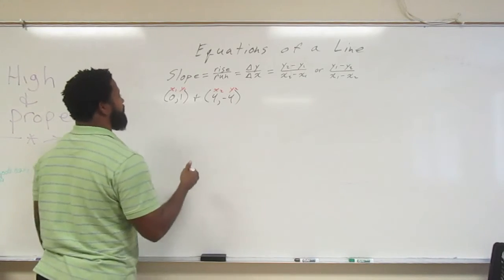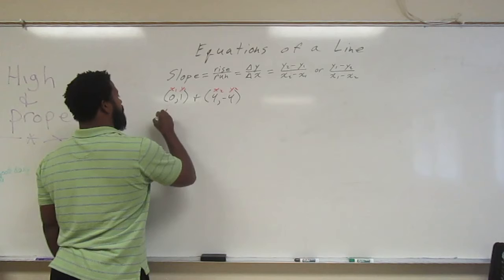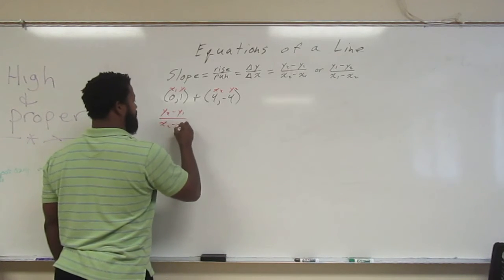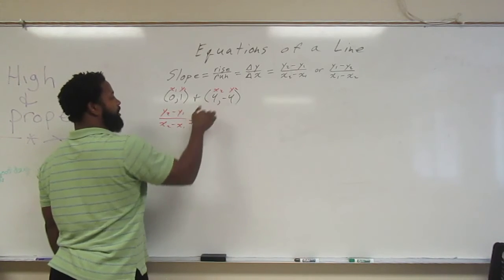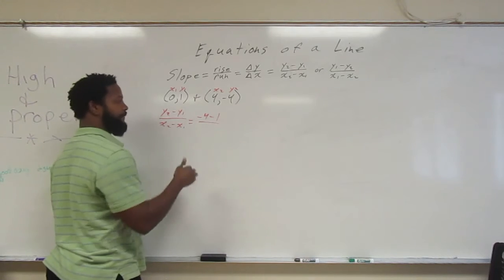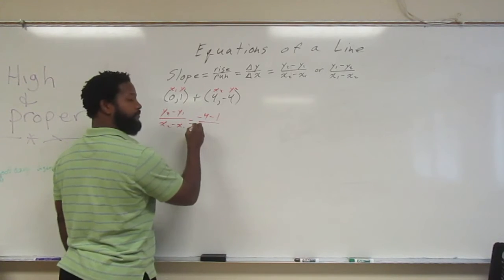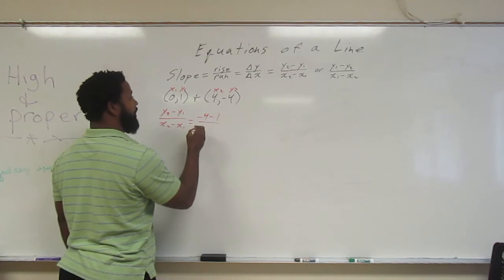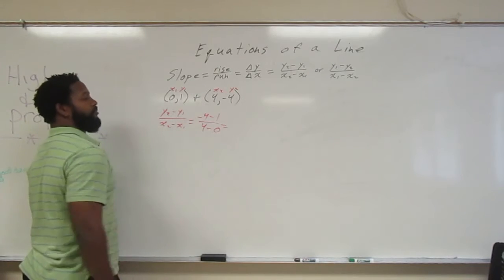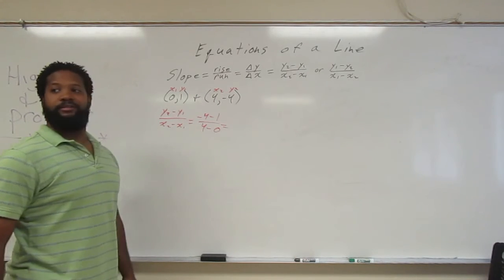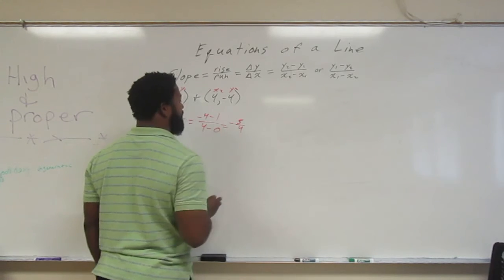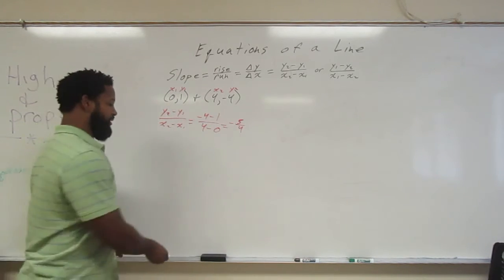Y2, Y1. Okay, so we're going to do Y2 minus Y1 over X2 minus X1. Therefore, we're going to start with these ones. -4 minus 1, over 0 minus 4. No, 4 minus 0. What is -4 minus 1? -5. So -5 over 4, okay? This is our slope.